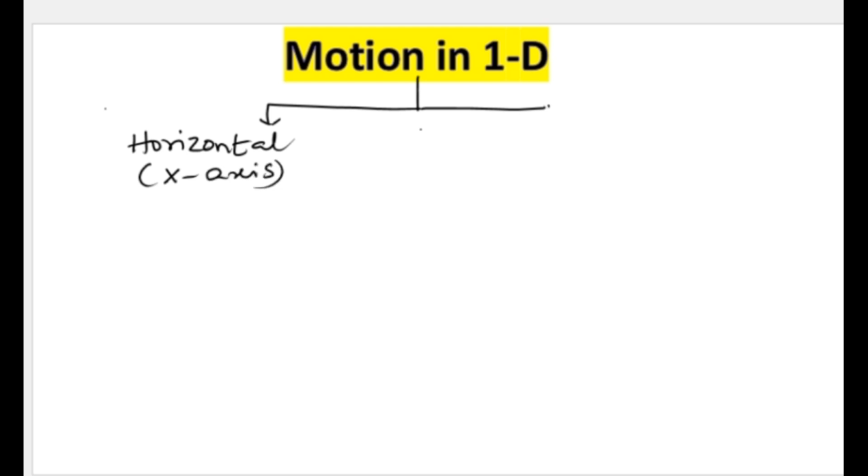Another case is vertical motion. Vertical motion means under the effect of gravity. Here the gravity effect is there. Vertical motion means the motion along the y-axis. So we studied these two motions separately.